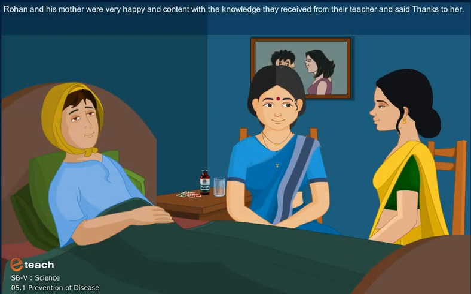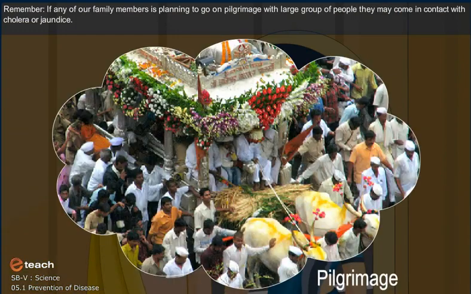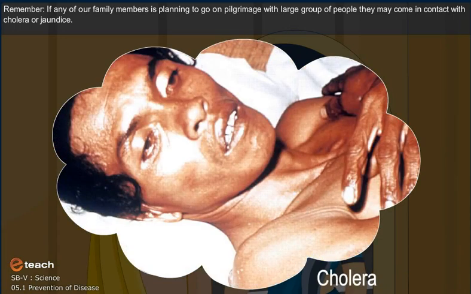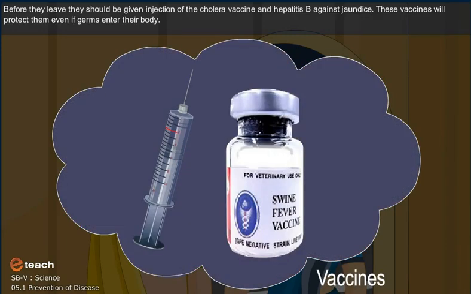Rohan and his mother were very happy and content with the knowledge they received from their teacher and said thanks to her. Remember, if any of our family members is planning to go on pilgrimage with a large group of people, they may come in contact with cholera or jaundice. Before they leave, they should be given injections of cholera vaccine and hepatitis B against jaundice. These vaccines will protect them even if germs enter their body.